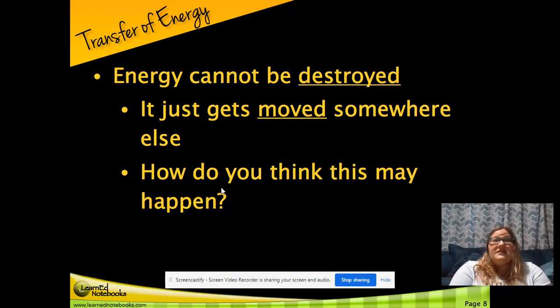Right, so now we're going to talk about transfer of energy. Energy cannot be destroyed. It only gets moved to somewhere else. So tell me, how do you think this usually happens? There's some lines to answer. Think about it. Okay.